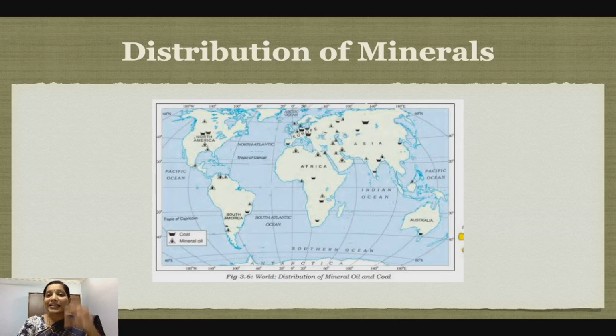So, nickel and copper deposits are found in Canada, iron ore is found in North Sweden, and iron, petroleum and nickel are found in South Africa. And these minerals are found in igneous and metamorphic rocks.